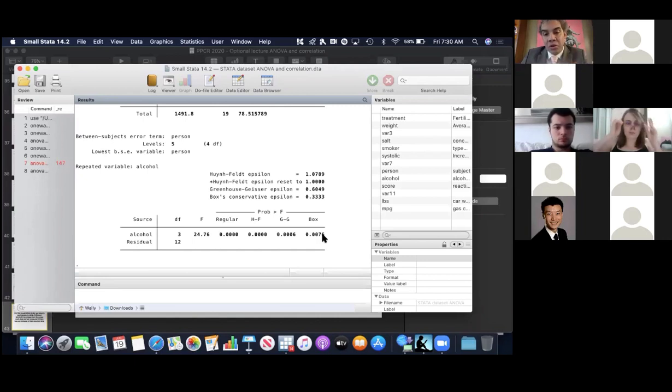But this is your real p-value because we needed to adapt for the degrees of freedom because of the correlated data. But so, it's also significant.